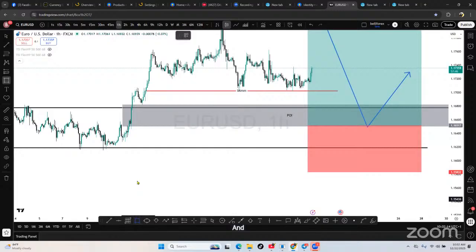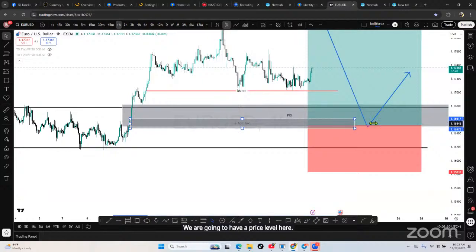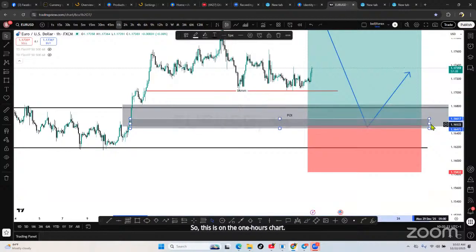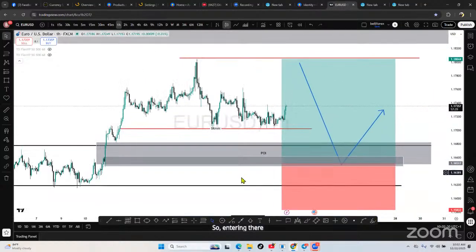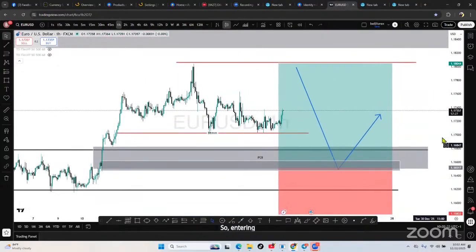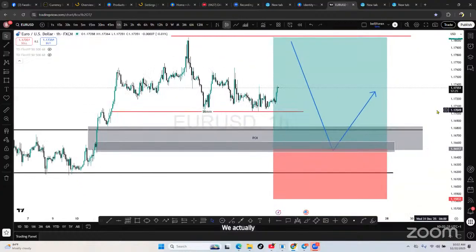And if you come here, you're going to see that we are going to have a price level here. So this is on the 1 hour chart. So the entry is around 1.16535. So entering there has no problem. Entering at that particular level, we actually have no big issue. So that's what I think.